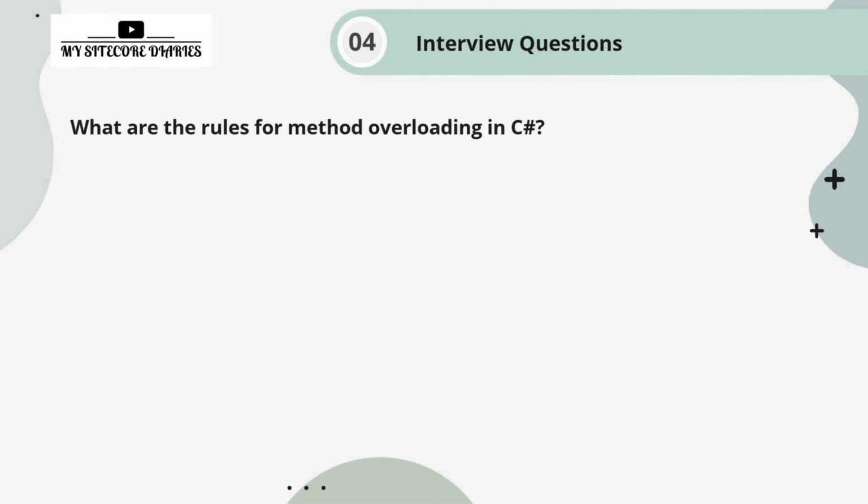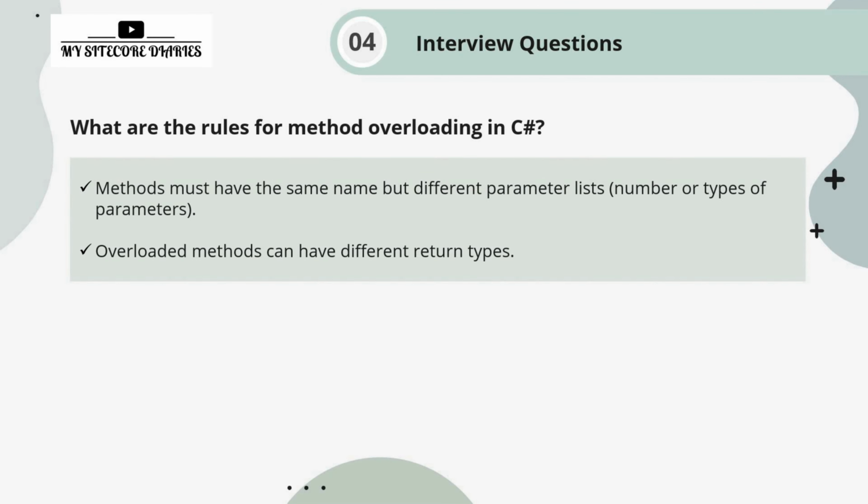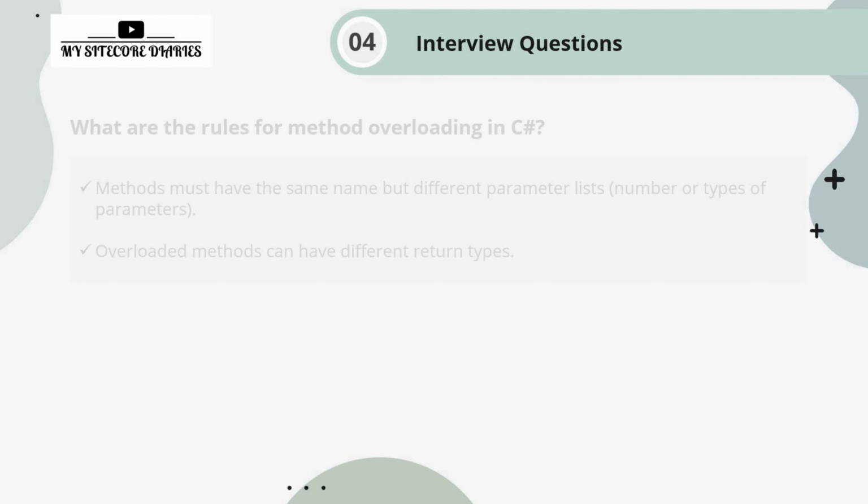The next is, what are the rules for method overloading in C#? So how can we do method overloading in C#? Methods must have the same name but a different parameter list, a different number or type of parameters, and also the order can be different. Overloaded methods can have different return types. It doesn't depend on return type, but overloaded methods can have different return types. So this is how we can overload methods in C#.